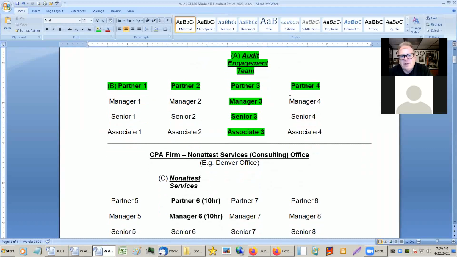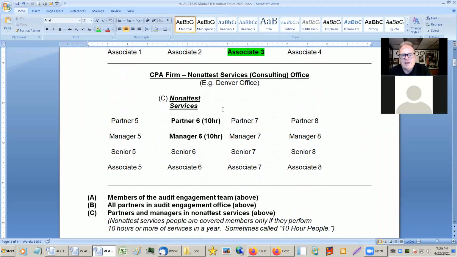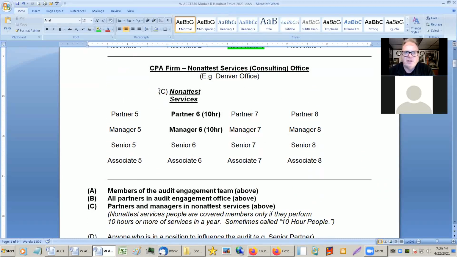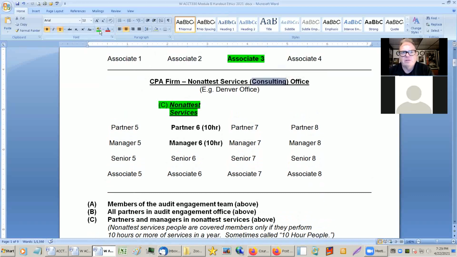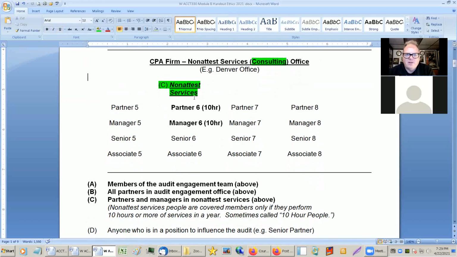And the last of what I call the main groups are the non-attest people. Attestations are a thing like audits are to attestations. So the non-attest people, people who don't do audits, and these are usually consulting people, are the partners and managers. Although there is what they call a 10-hour rule, which I'll talk about in a second.